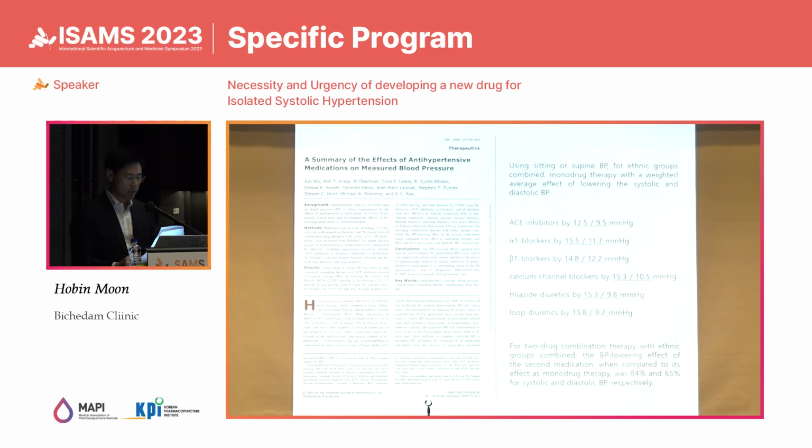Therefore, these antihypertensive drugs are quite effective in patients with stage 1 or stage 2 hypertension because their systolic blood pressure and diastolic blood pressure are elevated at the same time.